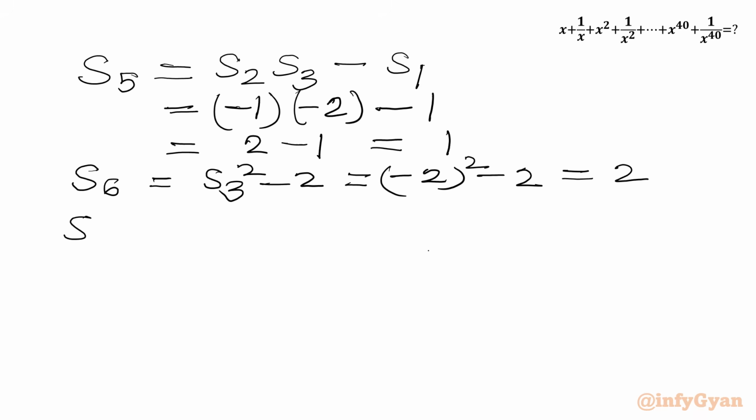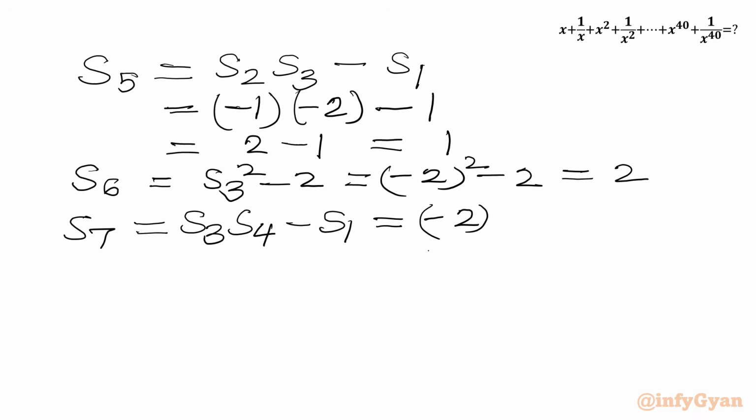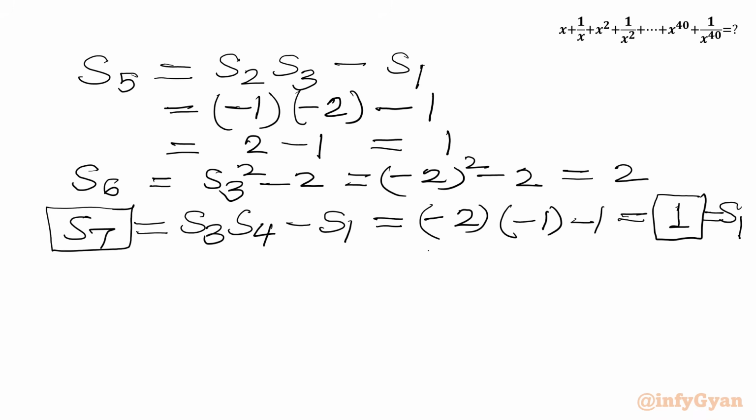Now we will find S7. We have to check the periodic nature in the reciprocal expressions. So we can write S7 equal to S3 times S4 minus S1. S3 is known, it is minus 2. S4 is known, it is minus 1. S1 is 1. 2 minus 1 is 1. So yes, this is equal to S1. S7 is equal to S1.